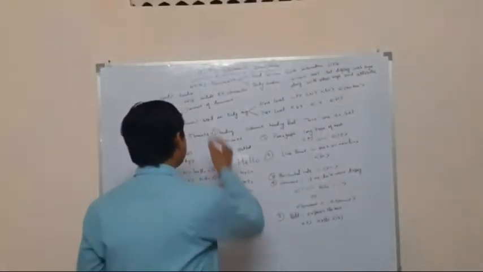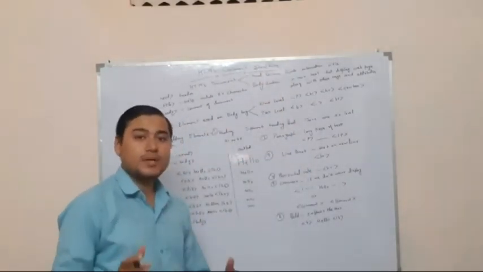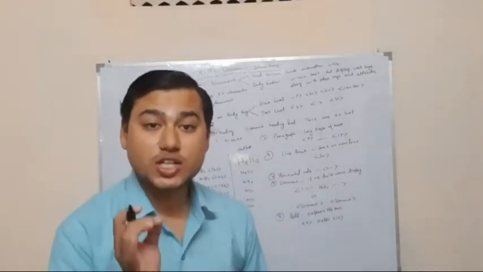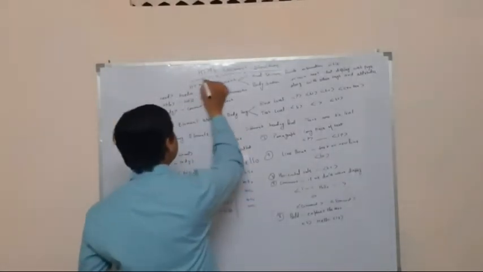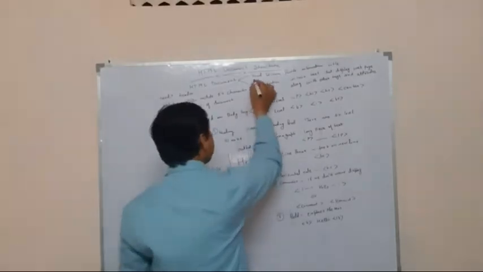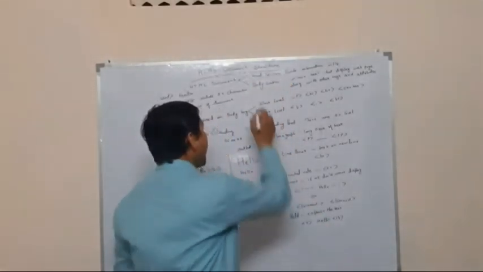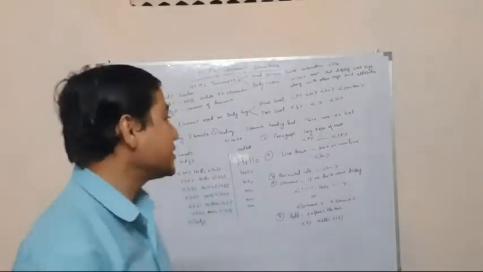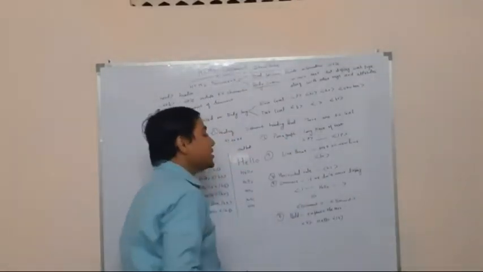Now we are going to study HTML document structure. When we are writing a program, we need to know about the structure of HTML. In the HTML document there are two sections. The first section is called the head section, and the second one is the body section. So two sections are there.